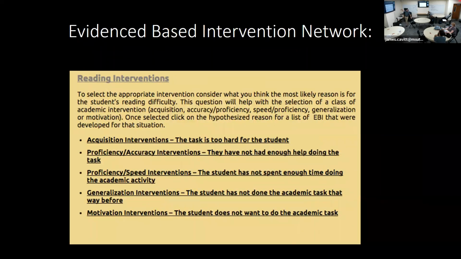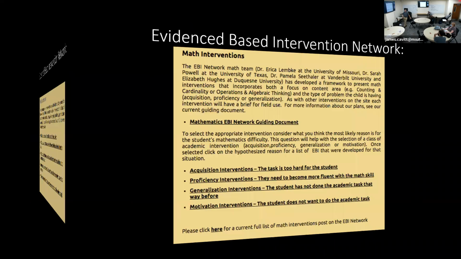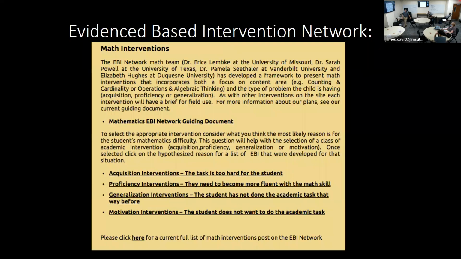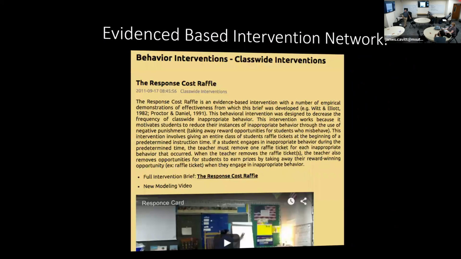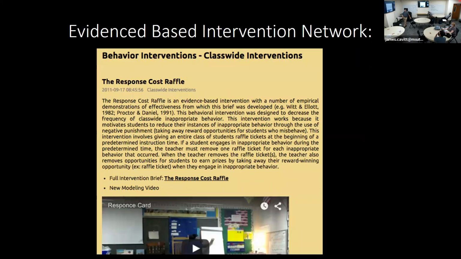So then, for example here, reading interventions, it talks about, is it acquisition, proficiency, this is learning it, this is doing it, those kinds of things. And so you look at those pieces and go forward. Same thing with math. So it models the video, a response card, a response cost raffle video. You can click on that and you can watch them actually engage in the instructional strategy.